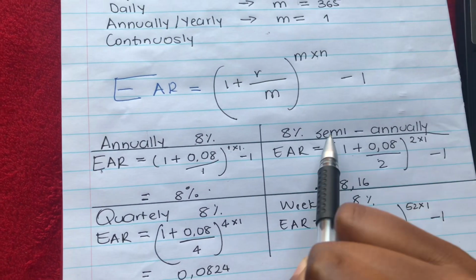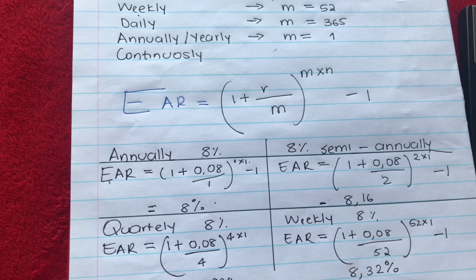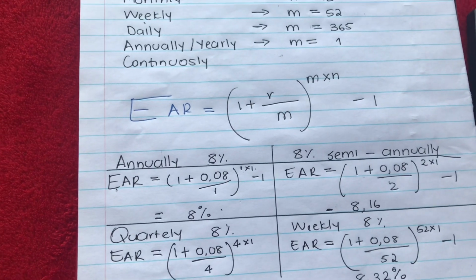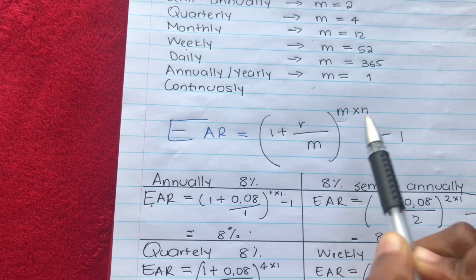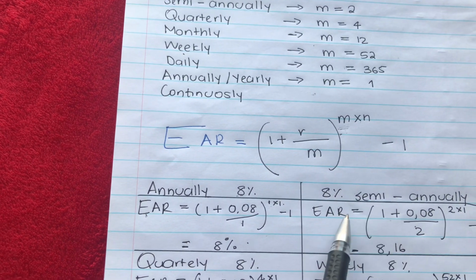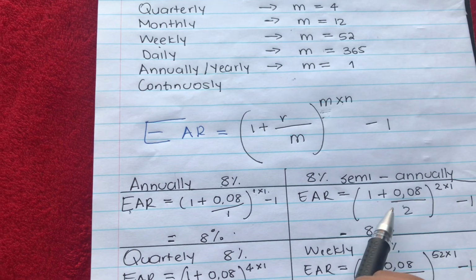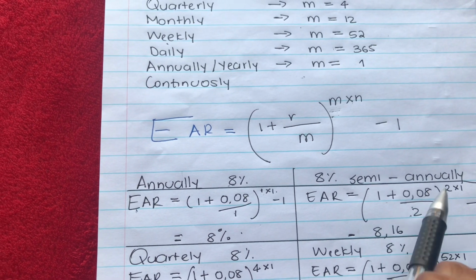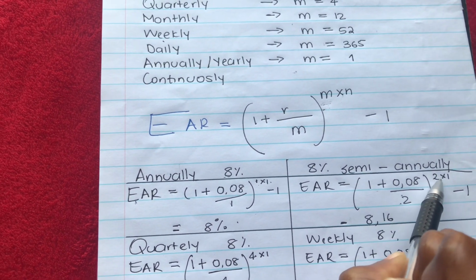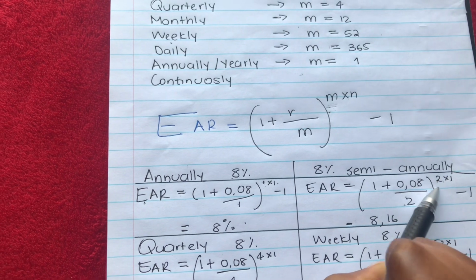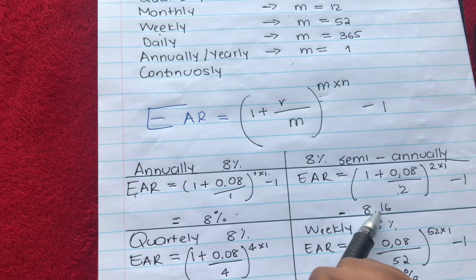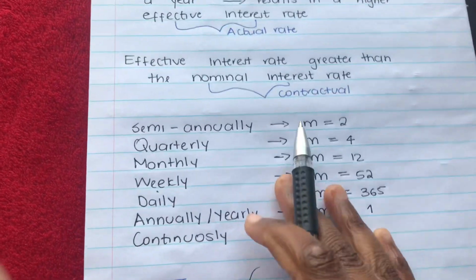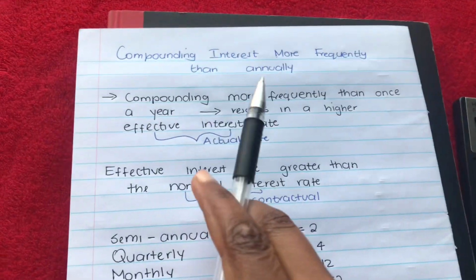Then moving to number 2, you are dealing with semi-annually. With semi-annually, you have to make sure that your m is 2. So you say 8% divided by 2, closing bracket, to the power 2 times 1. That 2 is m, and that 1 is 1 year. So you get an interest rate of 8.16%. Remember, it's in the notes I made.